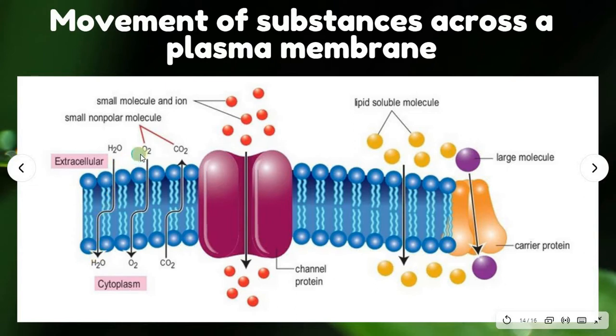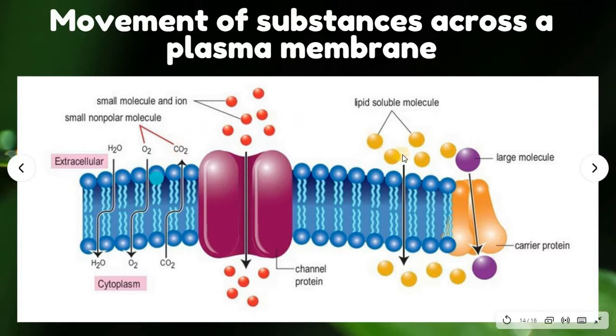What about the small non-polar molecules, oxygen and carbon dioxide? They move by simple diffusion. Simple diffusion refers to the movement of substances from higher concentration area to lower concentration area until a dynamic equilibrium is achieved. That refers to simple diffusion.